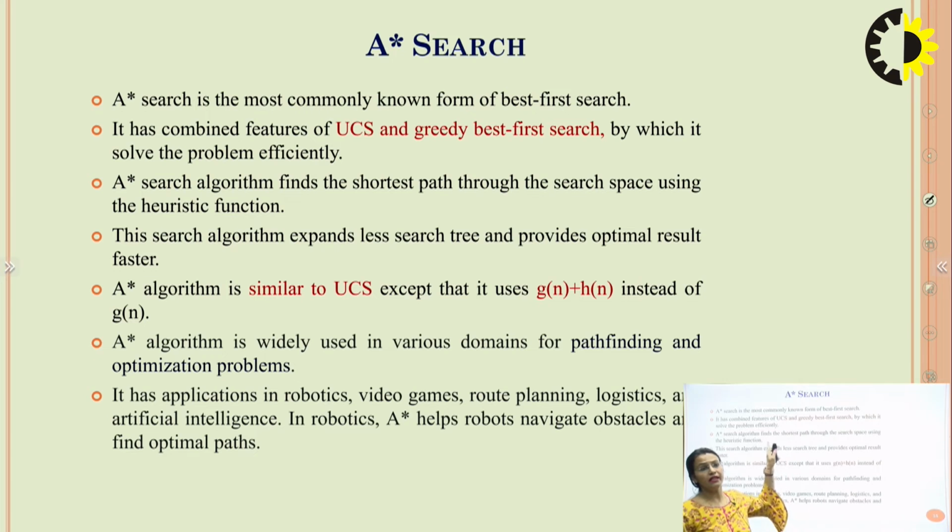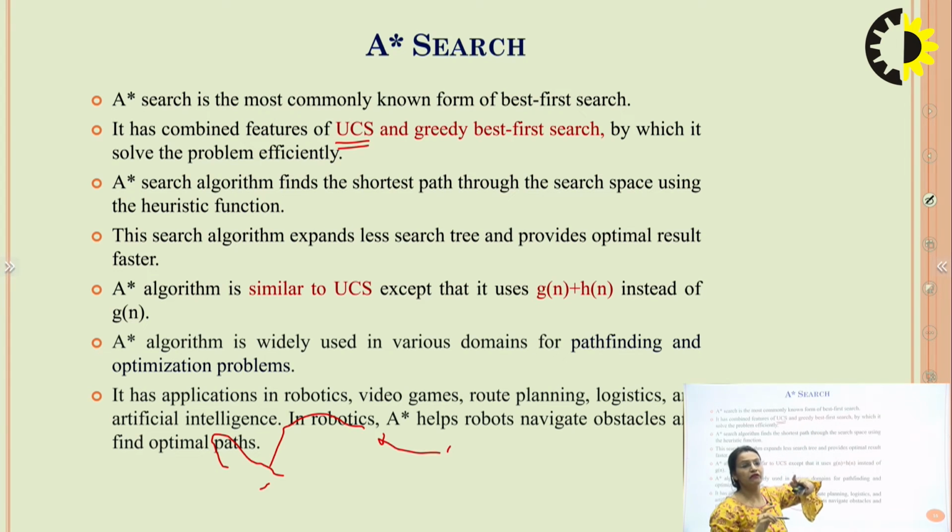Basically the A star algorithm is the most commonly known form of best first search, or you can say the refined form of best first search. It combines the features of greedy best search as well as UCS. UCS here is uniform cost search. Uniform cost search says that I'll choose the path having the minimum cost, and greedy best search says that the path will be chosen with the help of Gn or Hn. So it combinedly uses the features of UCS and greedy best search, by which it solves the problem more efficiently than best first search.